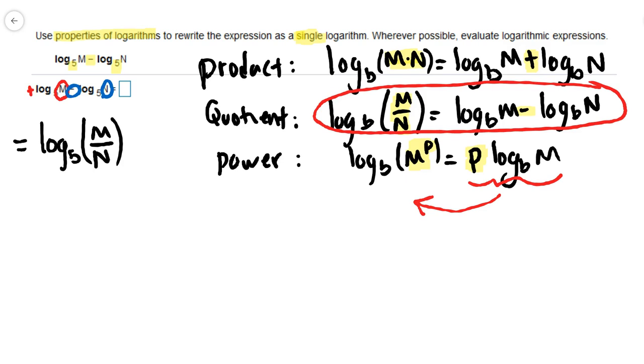So we have log base 5 of m over n as our answer. Log base 5 of m over n.